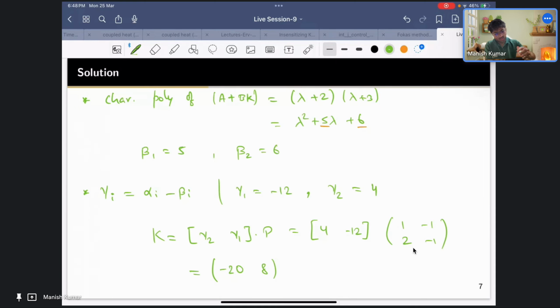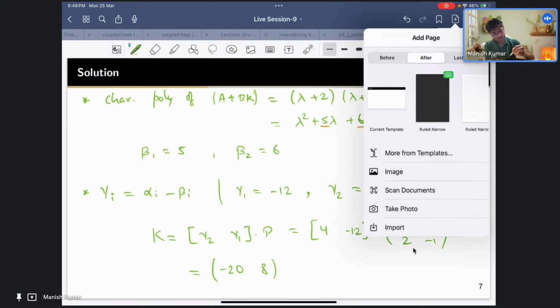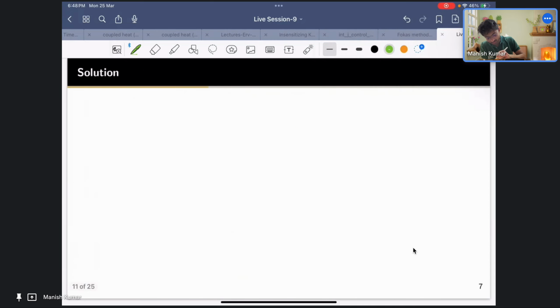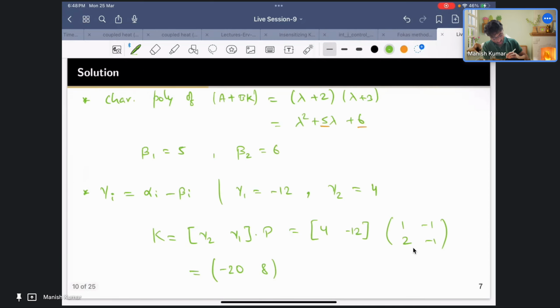Okay, now you can see the resulting system. So now my control would be K times Y(t), and that is my U(t) is given by minus 20 Y1 plus 8 Y2.